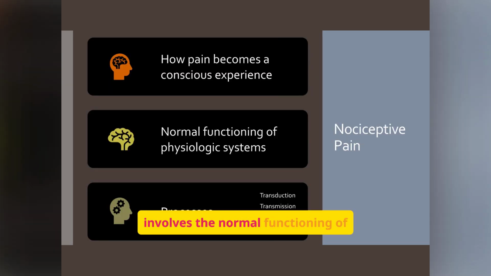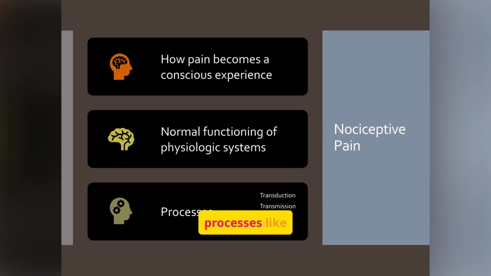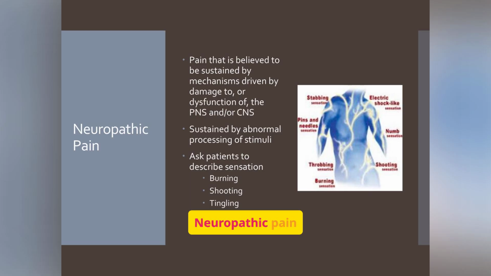Nociceptive pain involves the normal functioning of physiological systems. It becomes a conscious experience through processes like transduction, transmission, perception, and modulation. These steps are like a relay race. Pain signals are picked up, sent to the brain, and then either amplified or reduced. Understanding this helps nurses intervene at different points. Neuropathic pain is sustained by damage to or dysfunction of the peripheral or central nervous system. Ask patients to describe their sensations, such as burning, shooting, tingling, or pins and needles.